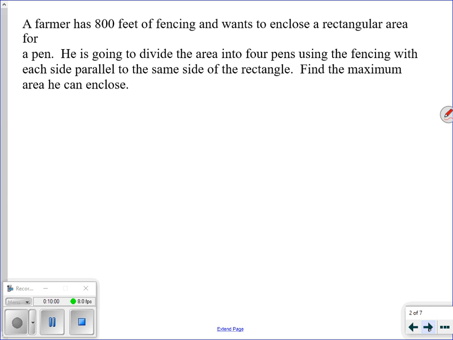The stuff from today, let's see how much we can get through. 20 minutes left. Ooh, I love this problem. Okay, a farmer has 800 feet of fence and wants to enclose a rectangular area for a pen. And he's going to divide the area into 4 pens using the fencing with each side parallel to the same side of the rectangle. Find the maximum area he can enclose. Maximum area. All right, maximum area is our Q equation. That's what we're optimizing.